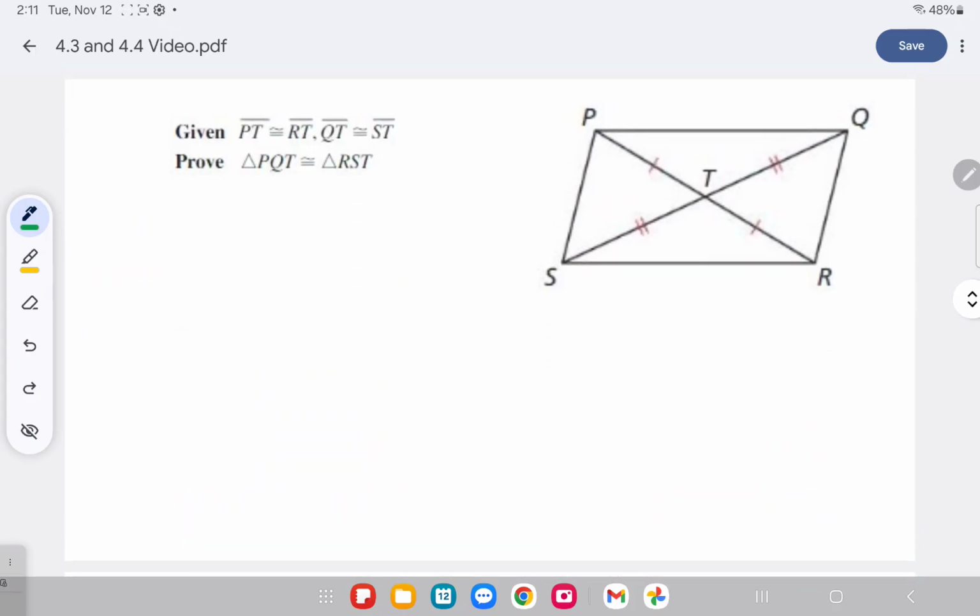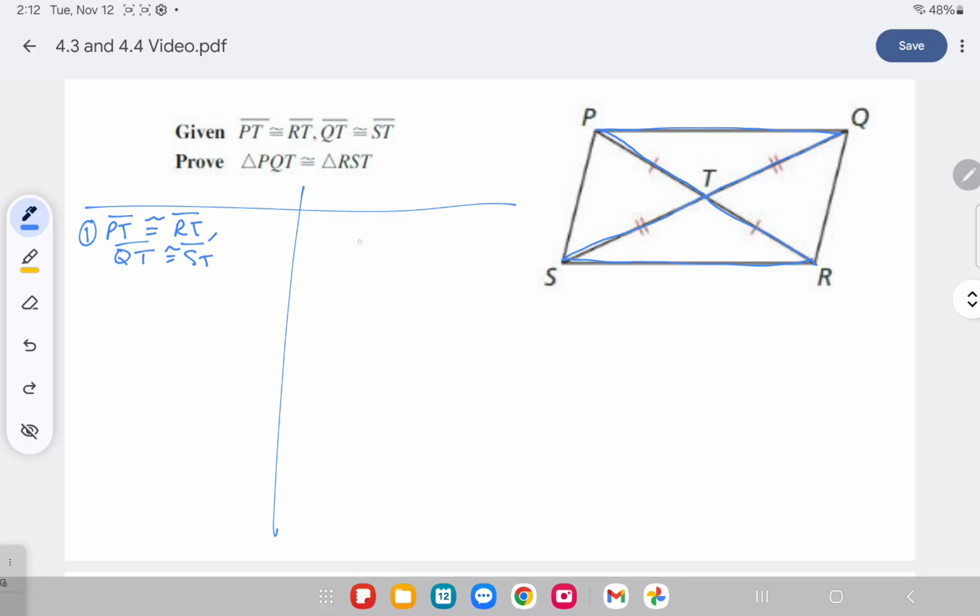So make sure in this case, because there's a lot going on in this picture, we know what 2 triangles we're trying to prove are congruent. We're trying to prove that triangle PQT, which is this top triangle, is congruent to triangle RST, which is this bottom triangle. And we have 2 things given. We know that PT and RT are congruent, and we know that QT and ST are congruent. Those are our givens.